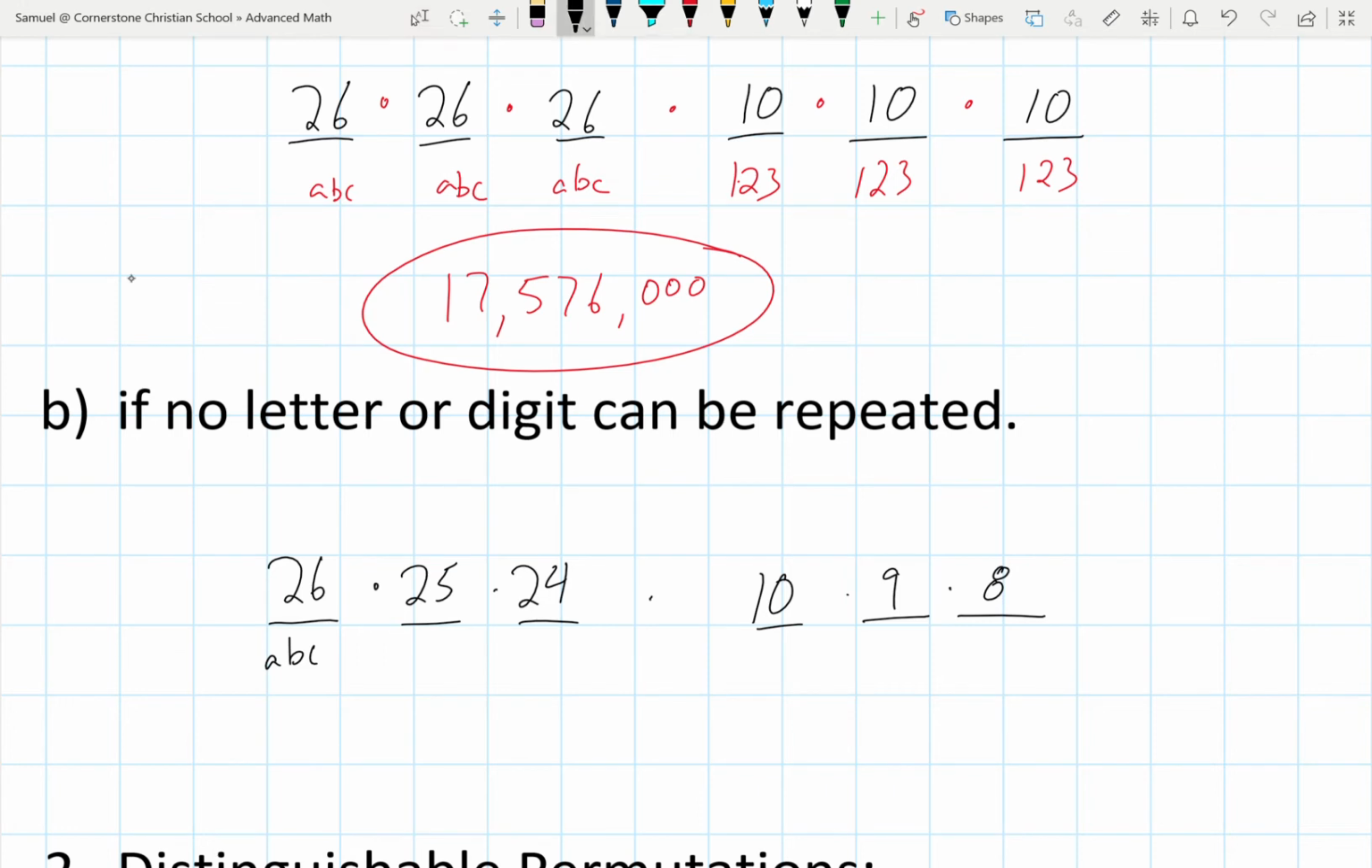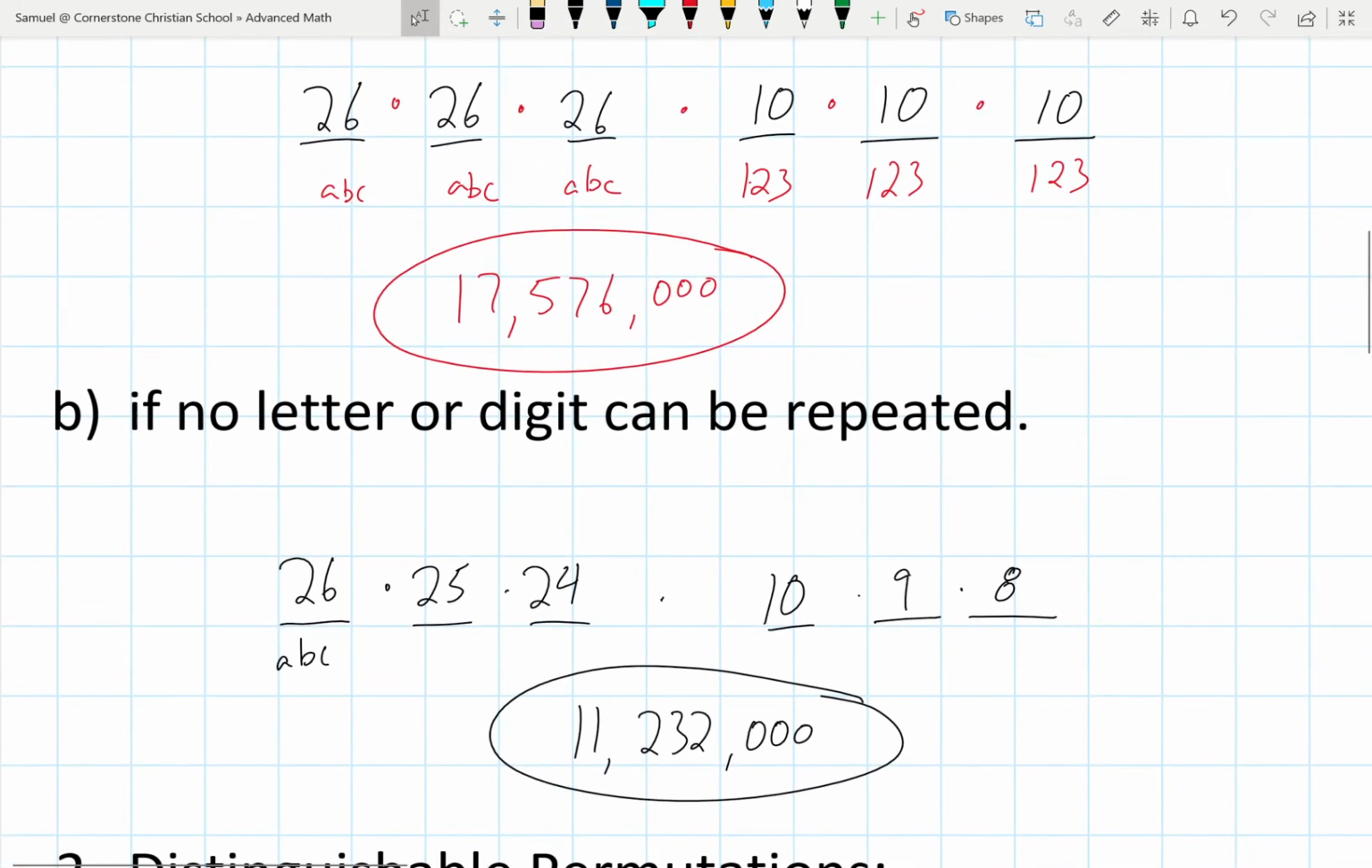So if we multiply all this together, we would get 11,232,000. Again, it's definitely less because we took away some of those options. Still quite a few license plates that you can go through if you don't want to have ones that read AAA 111.